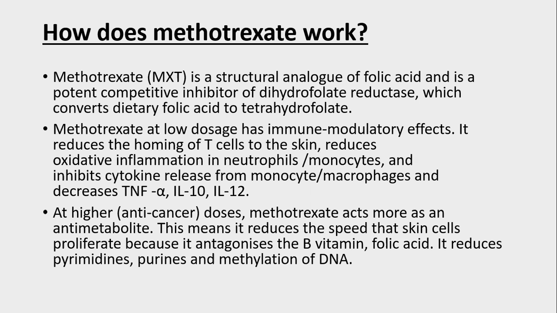At higher anti-cancer dose, methotrexate acts more as an anti-metabolite. This means that it reduces the speed at which the skin cells proliferate because it antagonizes the B vitamin folic acid. And hence it reduces pyrimidine, purine, and methylation of DNA. So all these effects result in decrease in cellular proliferation.